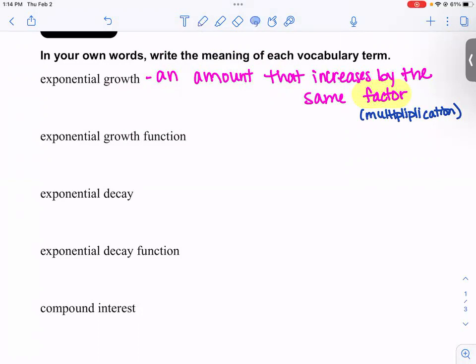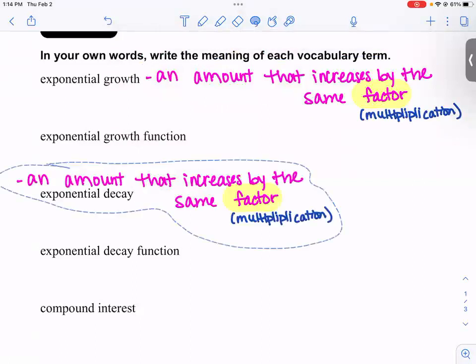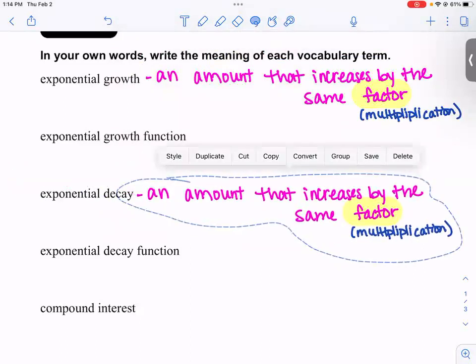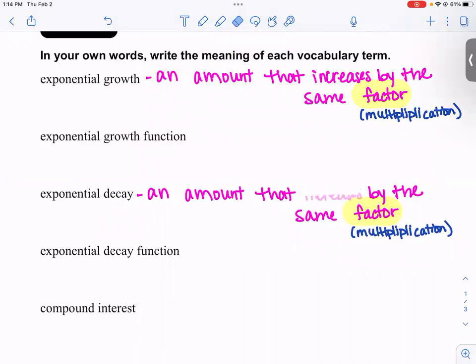Now we have the same definition here for decay, but what's going to be different? It's not increases, it's decreases. I really love that I can just copy paste. Too bad you can't.